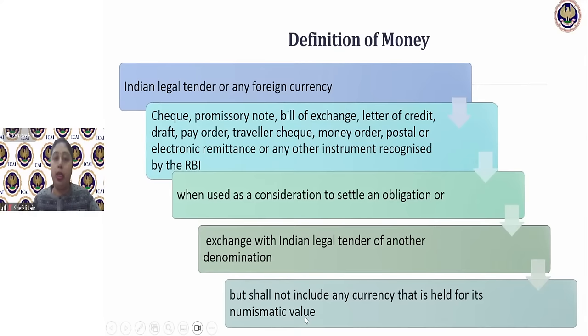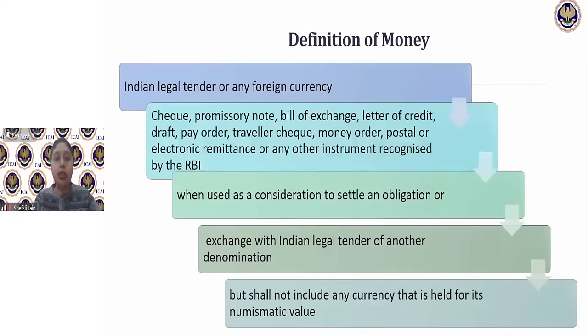This is important. Suppose that 2000 note, whose usage has now been stopped, but somebody is holding it as a souvenir, that I want to have a memory of this 2000 note, or the earlier old 500 and 1000 rupees note, somebody is having that with him, one note or two note, for its numismatic value, that it is an old note and I want to keep it as a souvenir, then that will not be considered as money. It is only held for its numismatic value.